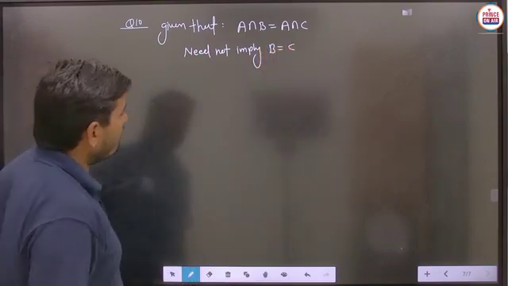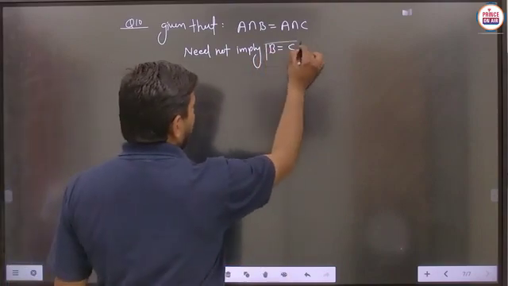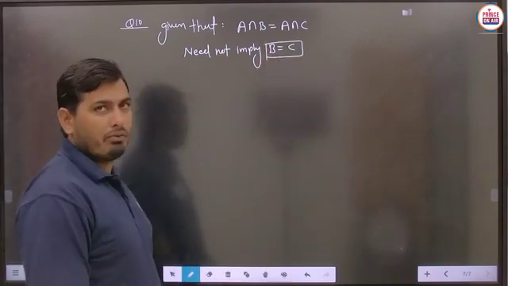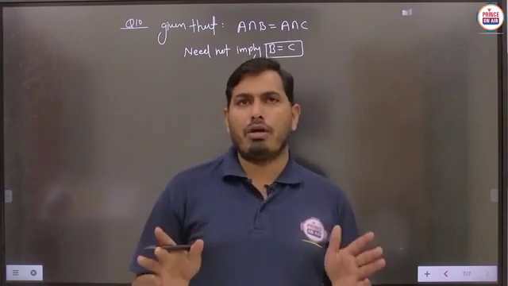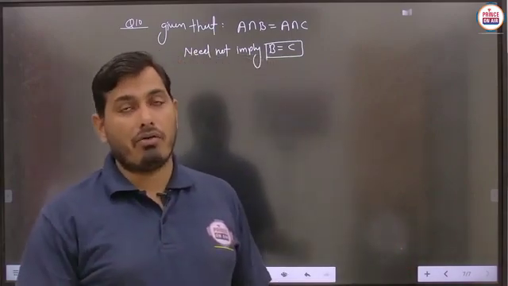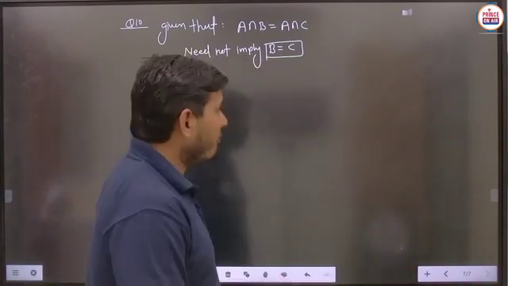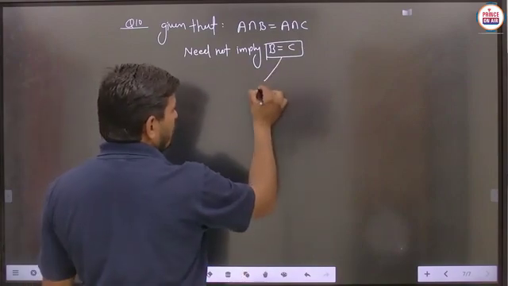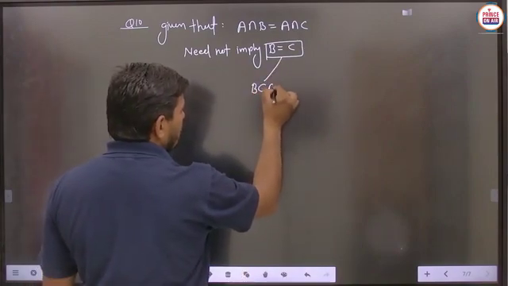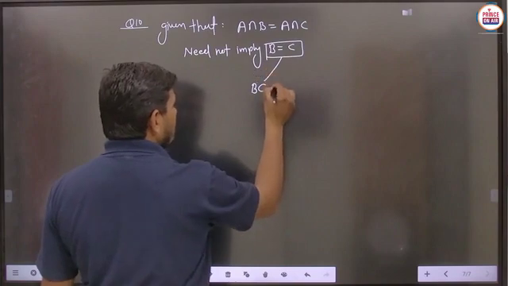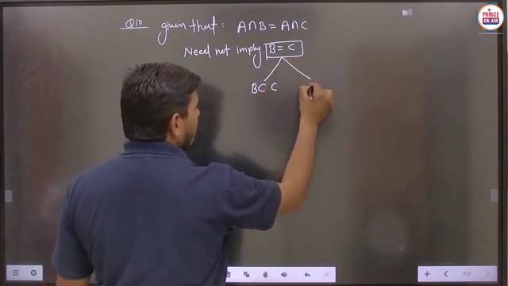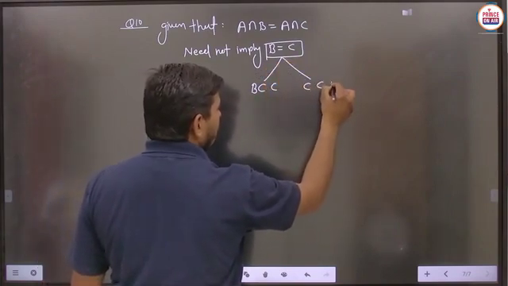So basically student, when we have to prove the equality of two sets, suppose we want to prove that B equals C, then what type of results will we prove? If we want to prove that B equals C, then we will prove that either B is a subset of C, and either we will prove C is a subset of B. Is it clear?